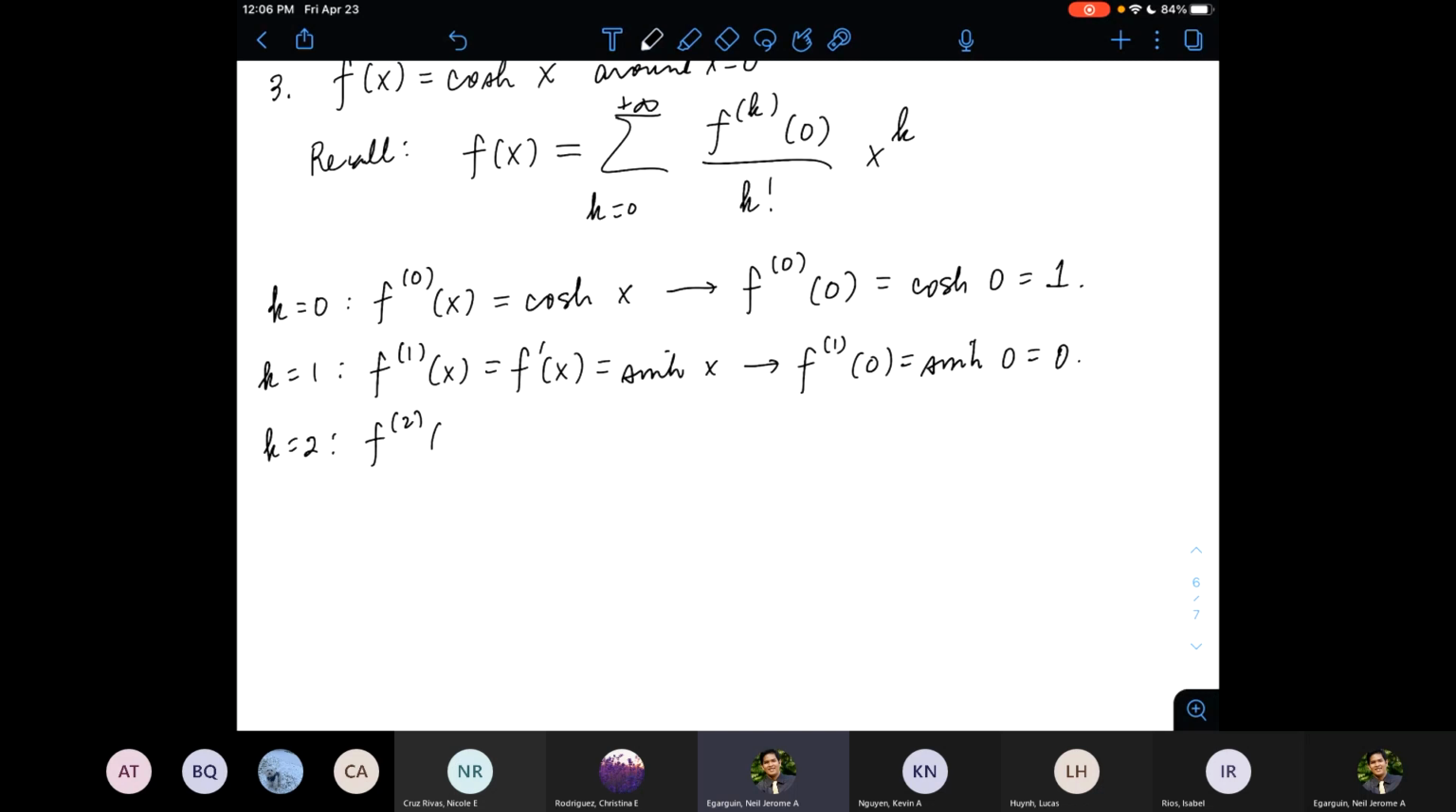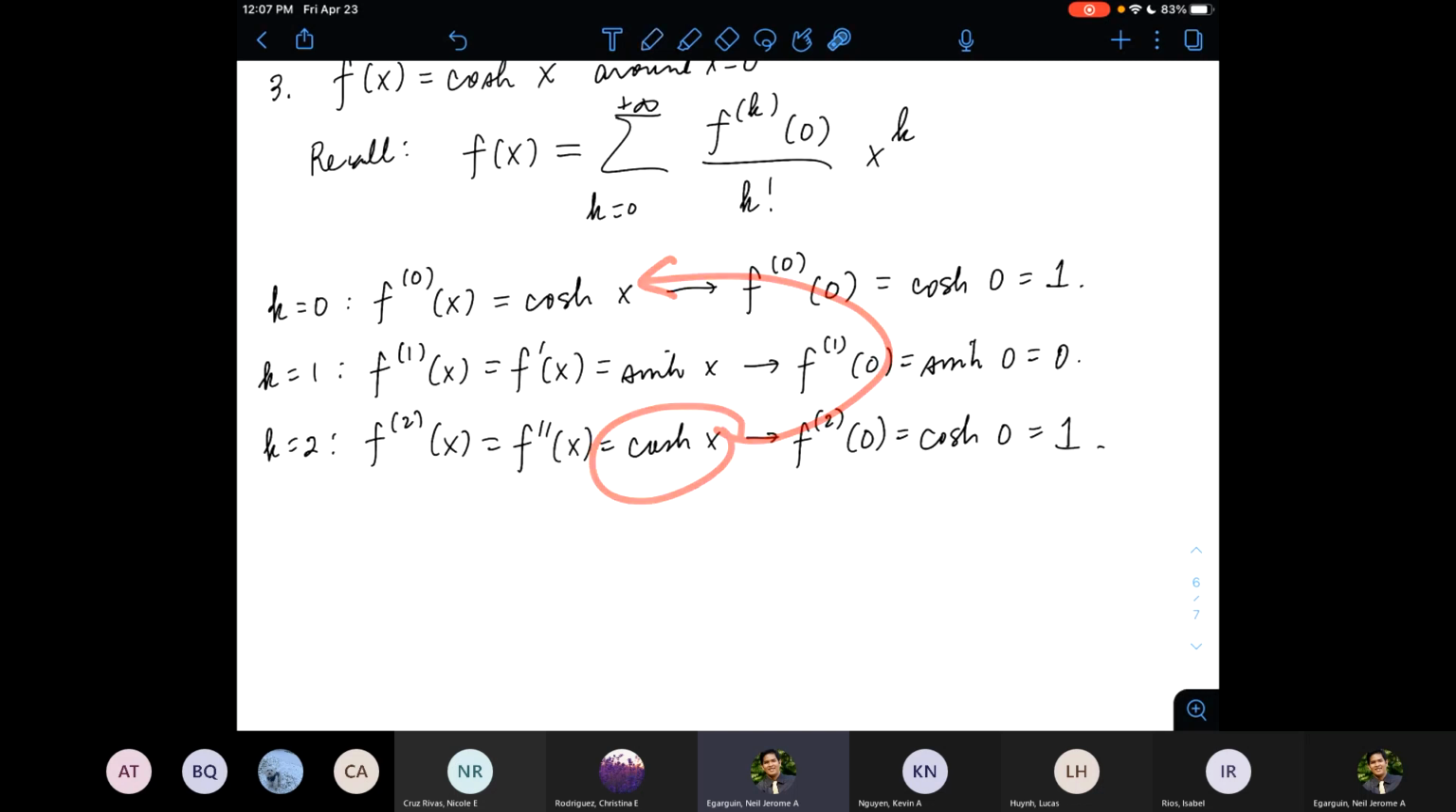F upper 2 of x is just another way of writing f double prime of x. So we need to differentiate sinh. The derivative of sinh is cosh. Okay. But remember, we need to plug in 0. So we need cosh of 0, which is 1. But notice that here, we're back to where we started.